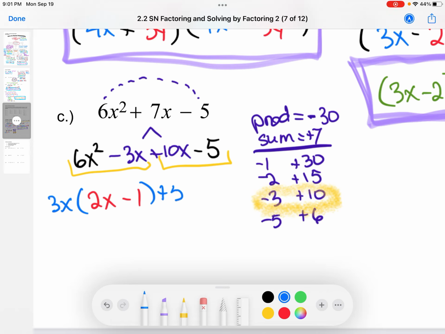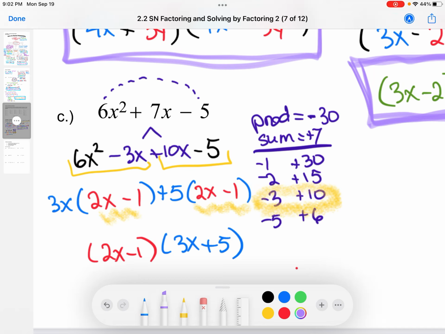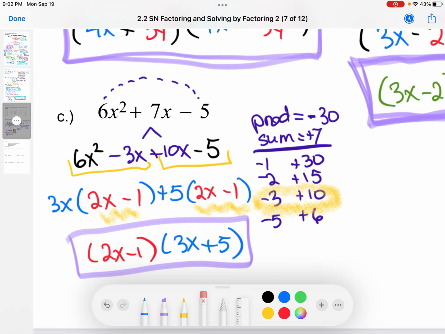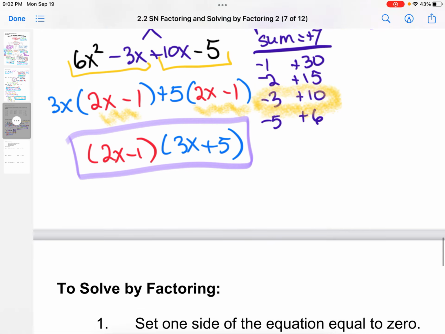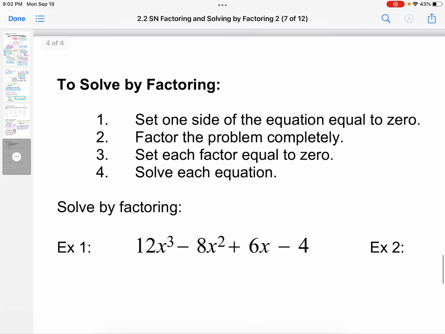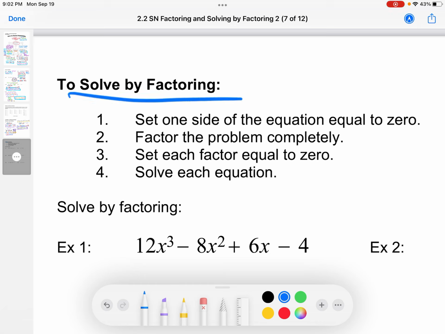That's a plus. 10x minus 5 has a greatest common factor of 5. Divide both terms by 5. We get 2x minus 1. Now, this worked because our parentheses match. So one of our factors is 2x minus 1, and the other is 3x plus 5. And this is factored. So there's a little review of our factoring methods. Now we're going to take those factoring methods and we're going to solve by factoring.